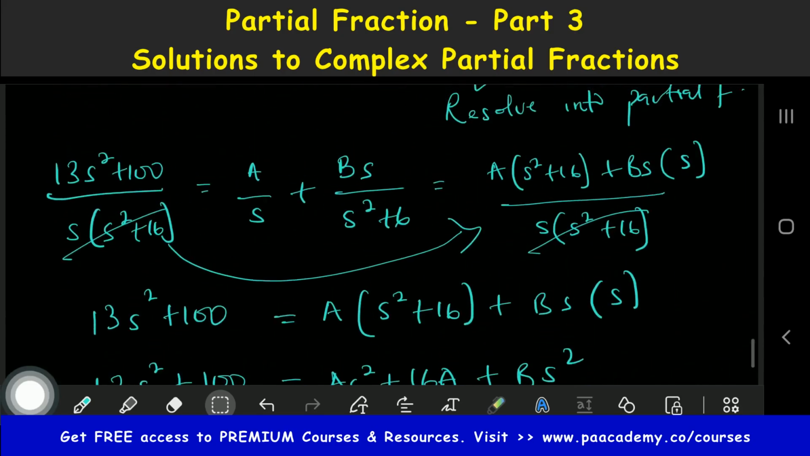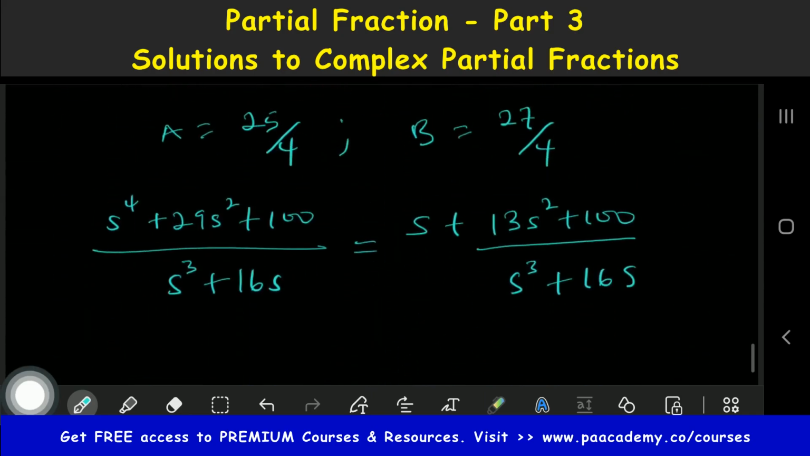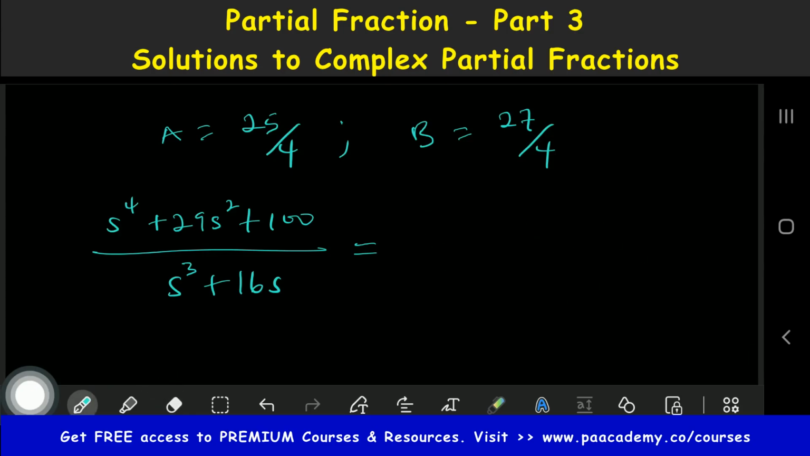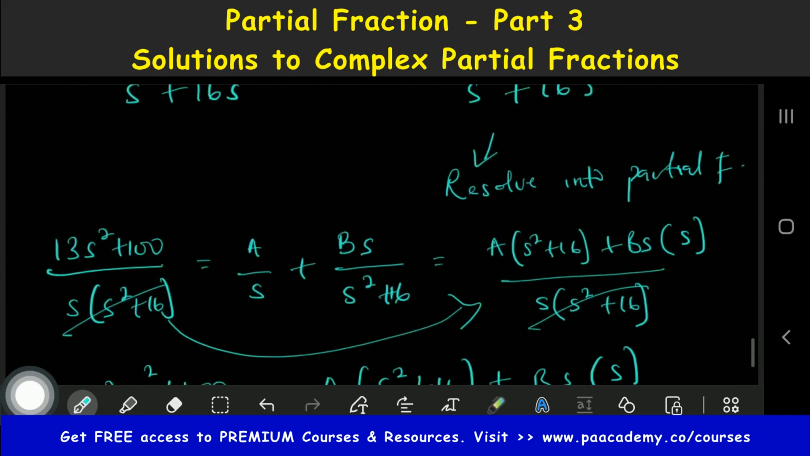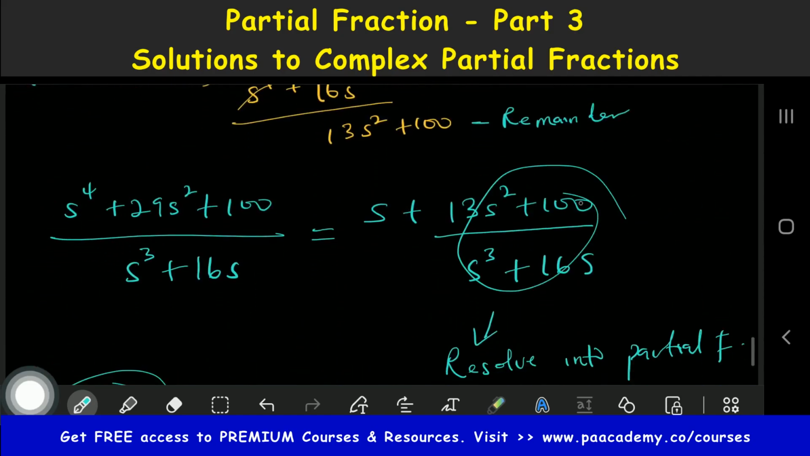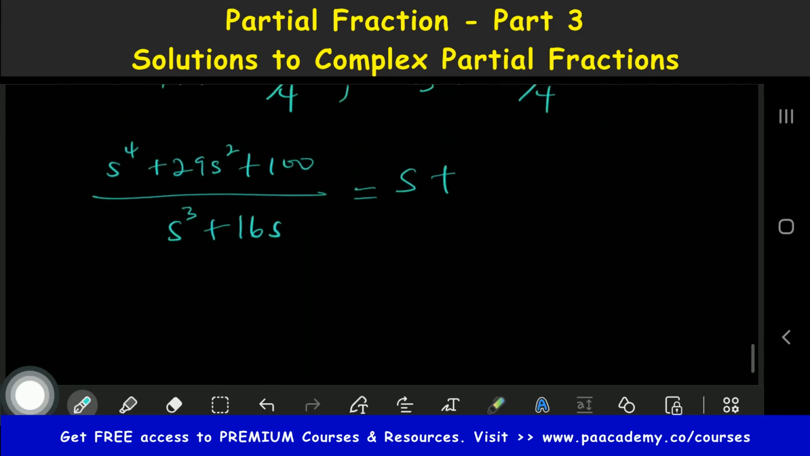This part, where we already know that this is A over s plus Bs over s squared plus 16. So we will write our answer like this, as s plus, this is the part where we converted to partial fractions. This one right here, and this is from what we copied, so we are not going to use this again. We are going to be using this, but now that we already know our A and B, so our A is 25 over 4, so that will be 25 over 4 over s.